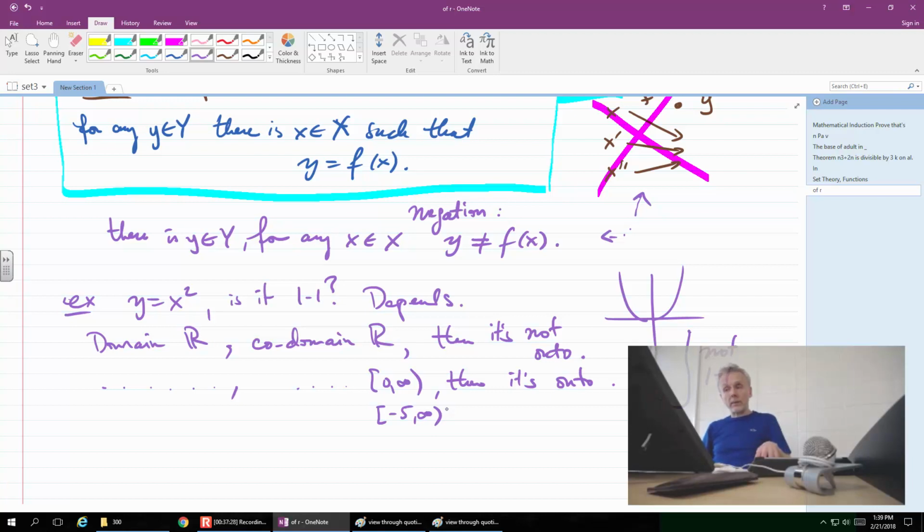However, can you make it one-to-one? Not x cubed, I want to take the same function, x squared. Can I make it one-to-one? Change the domain, that's right. Do you remember that happening, how the function was not one-to-one and you made it one-to-one?